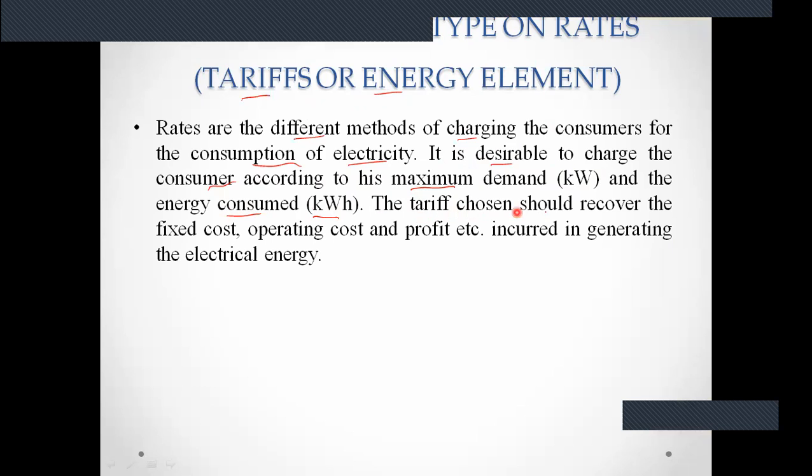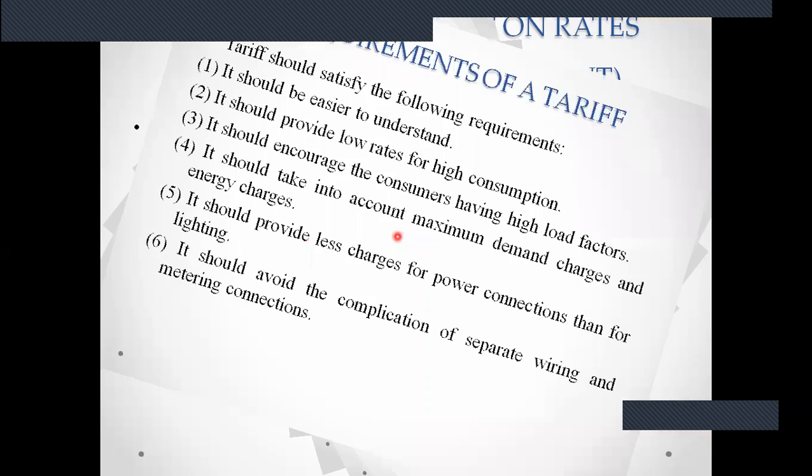And the tariff chosen should recover the fixed cost, the operating cost, and the profit, etc., incurred in generating the electric energy. Whatever the companies charge is based on that, so that their fixed cost and operating cost can be recovered easily. Because only if there is some profit can the company give salaries and all those things to their employees.